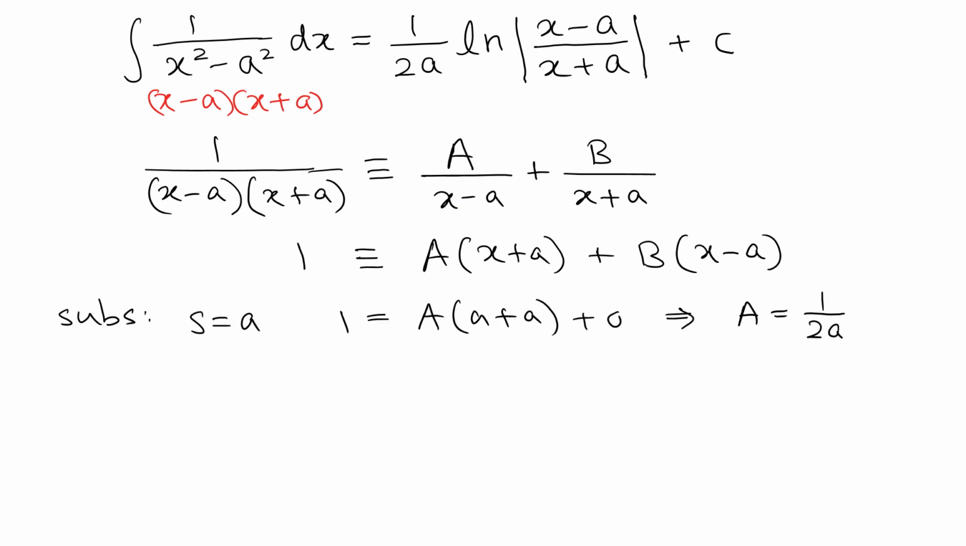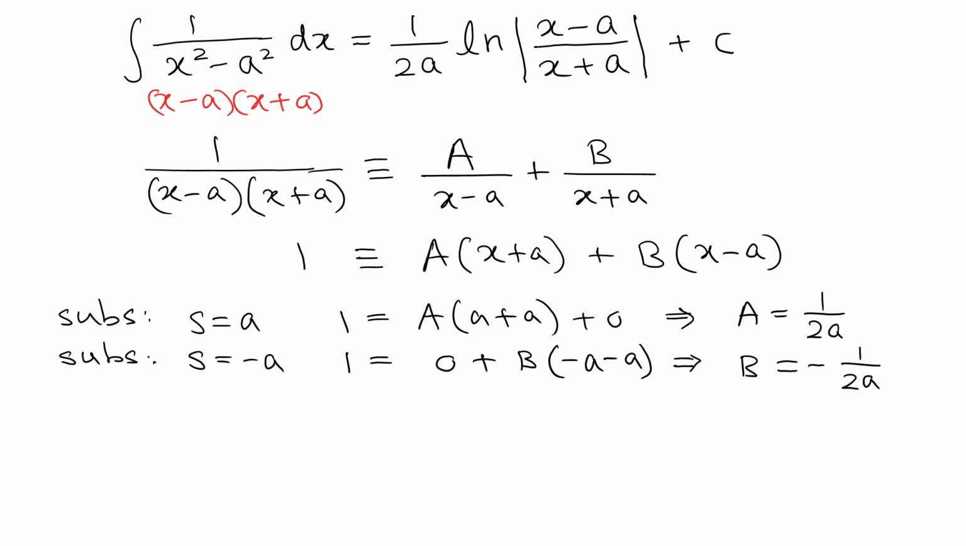So we're going to substitute x equal a, then that one is 0, and you get A equal 1 over 2a. Similarly, you substitute x equal negative a, then this term gets cancelled out, and you get B equal negative 1 over 2a. So we know both, and then we can substitute them.